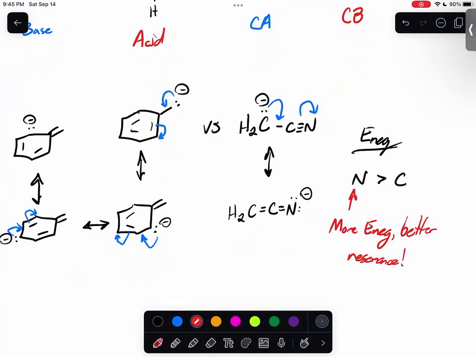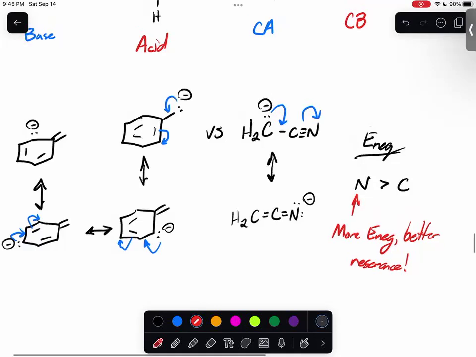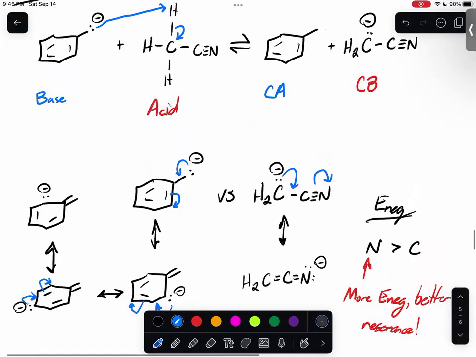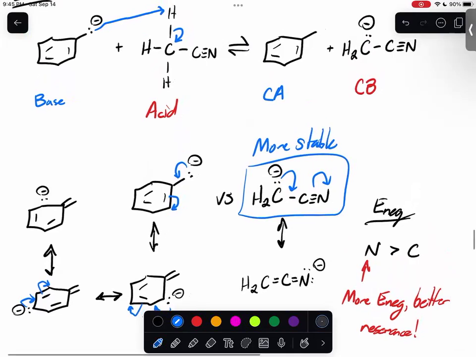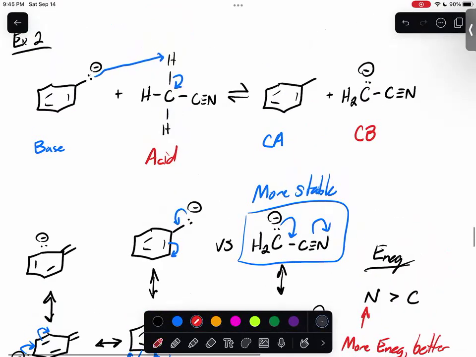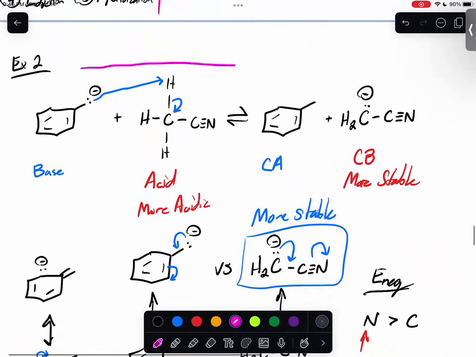And better resonance is important because that essentially determines which one of these is going to be more acidic. As a matter of fact, the better resonance means that this one is more stable. And so if the conjugate base is more stable, that means that the acid is more acidic, which means that equilibrium points to the right once again.